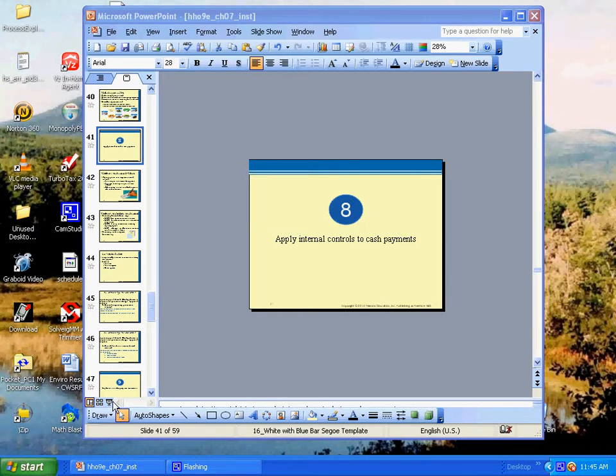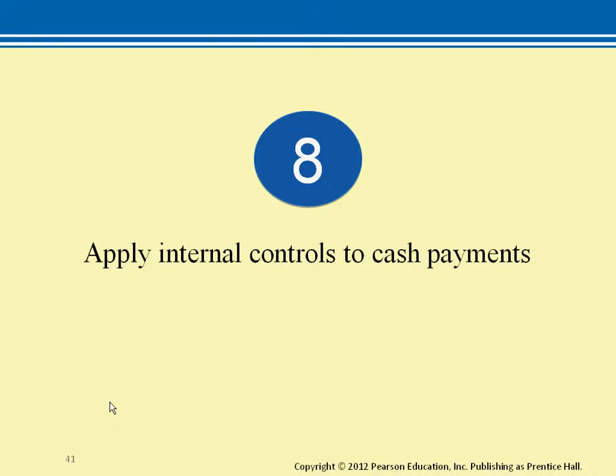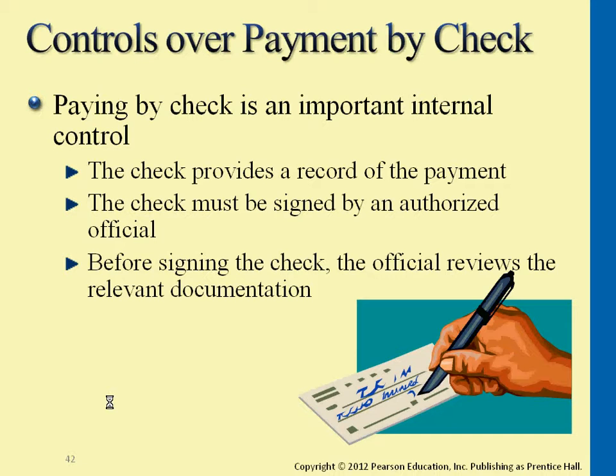The eighth objective in the chapter is to apply internal control to cash payments. Okay, what controls should we have over the payment by check? Paying by check is very convenient for a company. It doesn't require them to have a lot of cash on hand.